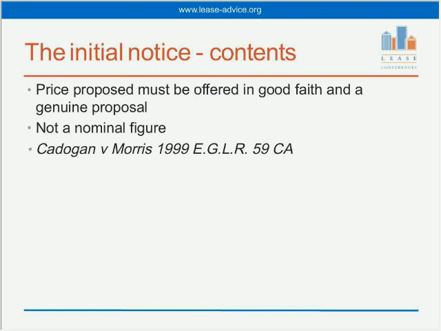This is where it's got controversial over the years. The price proposed must be offered in good faith and a genuine proposal, not a nominal figure. We go back to the case in Court of Appeal in 1999, Cadogan against Morris, where a derisory figure, I think it was £100, was put in, which was clearly not the figure that they proposed to pay. And the court said it's not given in good faith, it's not bona fide, and therefore it renders the notice invalid, because you've got to put in the price you propose to pay. That wasn't the price ultimately they proposed to pay. So it rendered the notice invalid.